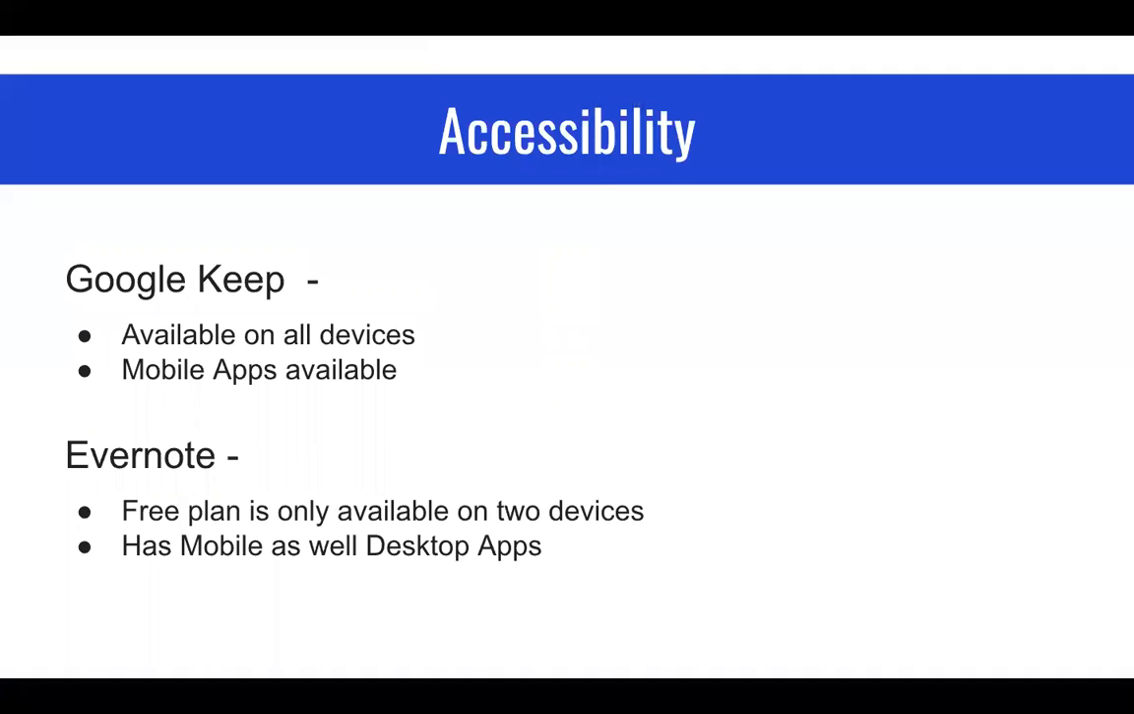But let's look at, and again, that gets into accessibility and storage and price. Google Keep is free. It's available on all devices. Mobile apps are available for your phone, for your iPad, for your tablet. Evernote has a free plan, but the free plan is only available on 2 devices. It has mobile as well as desktop apps. For Google Keep, you go into Google Drive, you sign into your Google account, and then you can go into Google Keep.